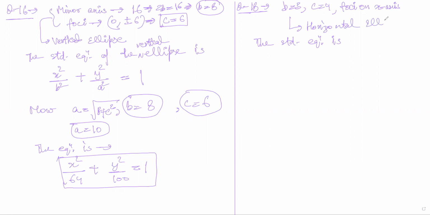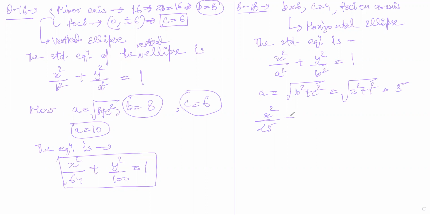This has to be a horizontal ellipse because the foci is given on the x-axis. Standard equation is x square by a square plus y square by b square is equal to 1. So you have b, but you don't have a. So you can find out a using root over b square plus c square, which is 3 square plus 4 square, in this case 5. Hence the equation would be x square by 25 plus y square by 9 is equal to 1. This would be the final answer.